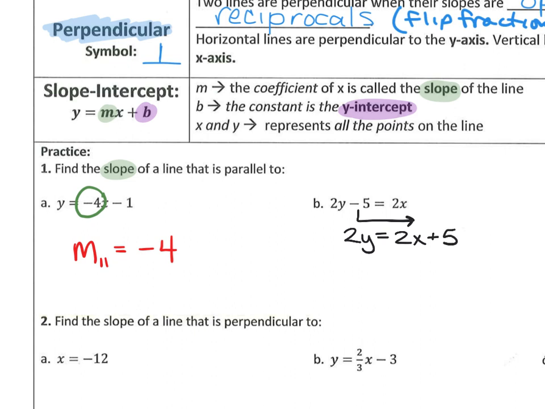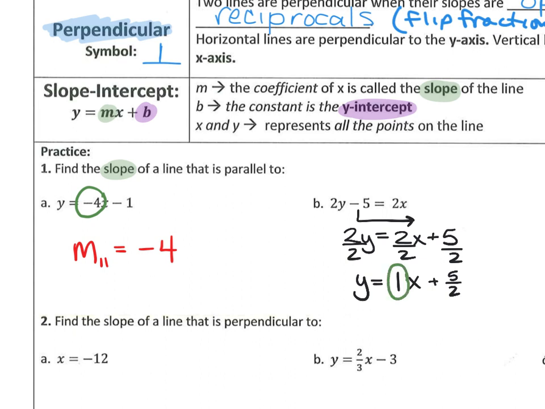Starts with a D. Divide, because we want the y to be all the way by itself. So we're going to divide every single number in this problem by 2. We would end up with y equal to 1x plus 5 divided by 2, which is 2.5. Okay, now, what is the slope showing?